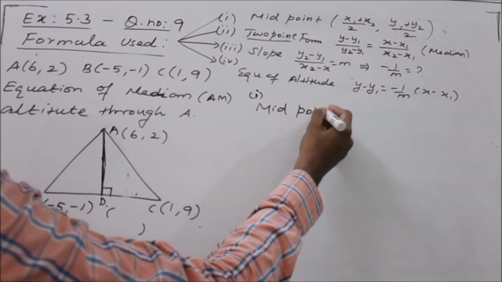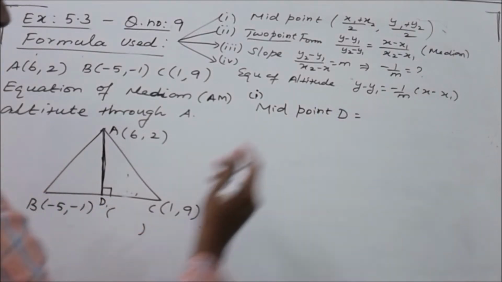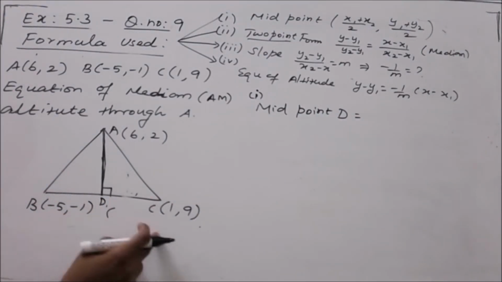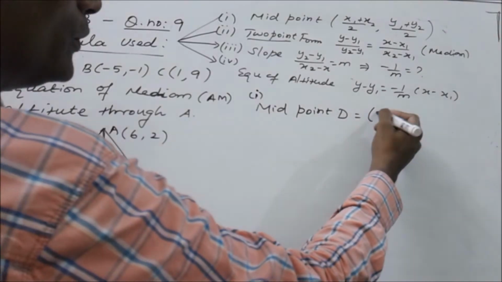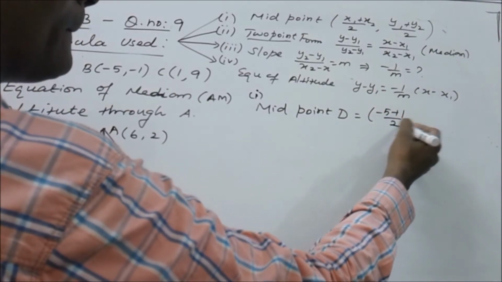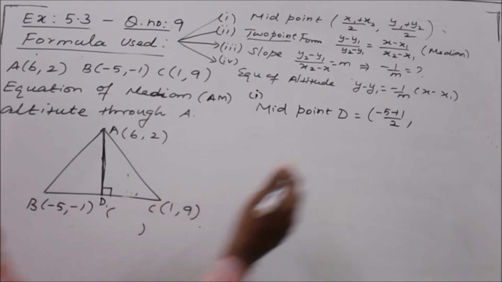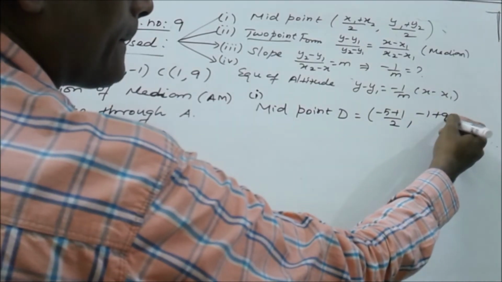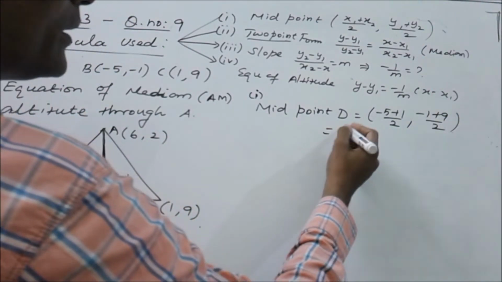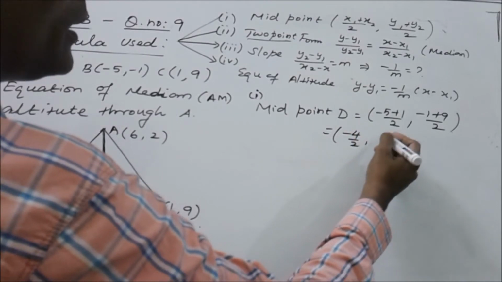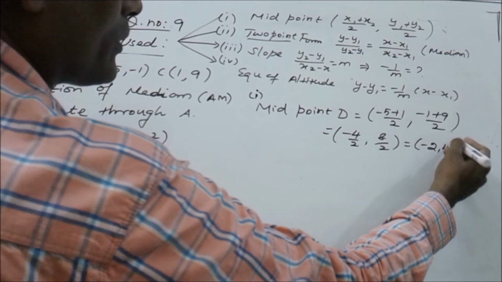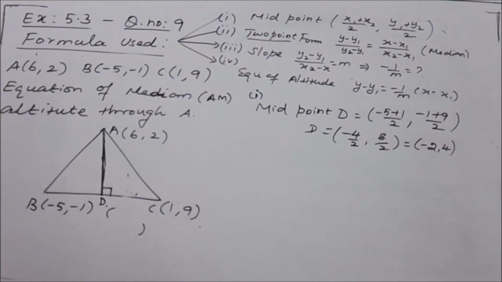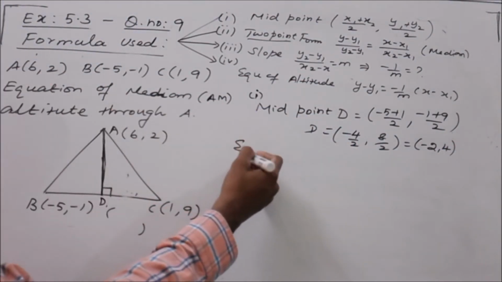Midpoint D equal to midpoint of BC is D, that is (-5+1)/2, (-1+9)/2, equal to -4/2, 8/2, equal to (-2, 4). This is midpoint D.